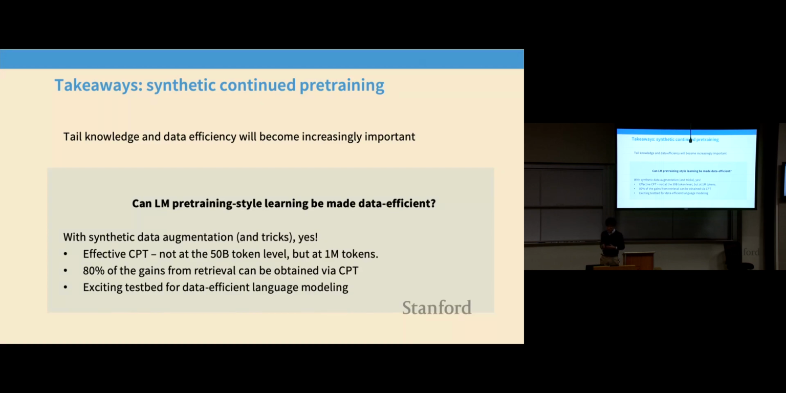But really, the top-line conclusion here is that pre-training isn't restricted to pre-training. We can use the same playbook to improve knowledge of language models on a particular domain. And we can make it effective at the really tiny 1 million token level. And we can get a model that's almost as good as a retrieval-augmented model without having any retriever, which is kind of surprising.